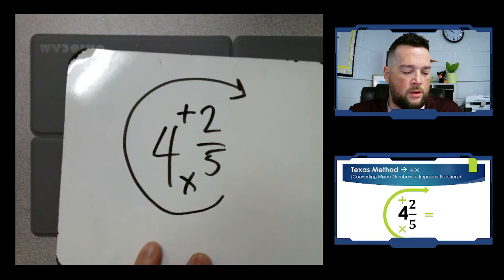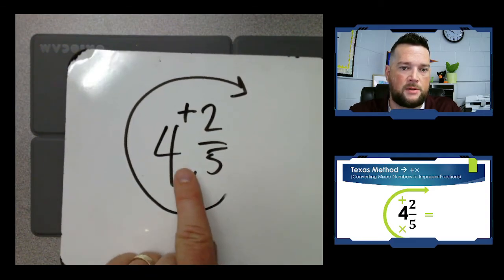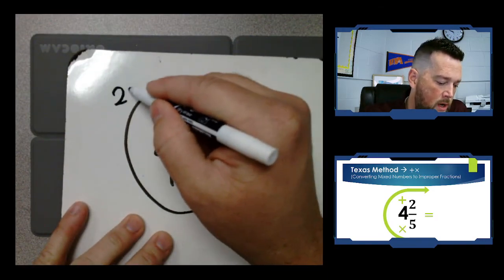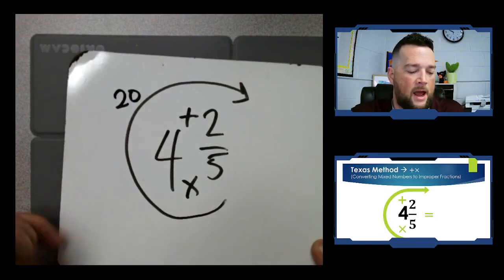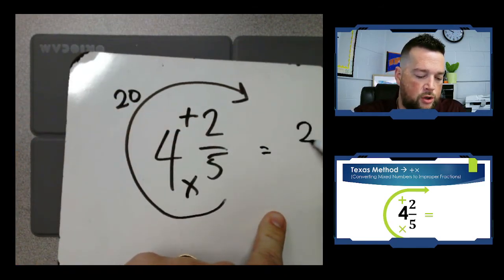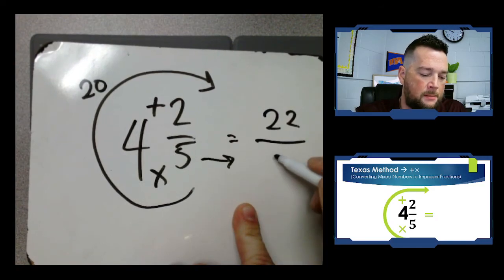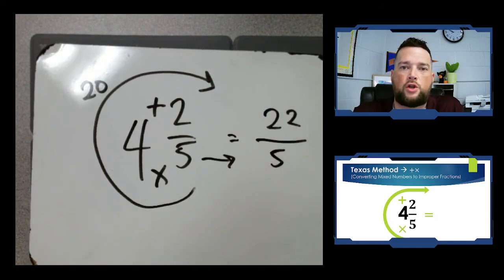So the way that I do this is I'm going to start down here. I've got 5 times 4. That's going to be 20, just like that. And then I'm going to add straight across the top. 20 plus 2 is 22. And then I'm going to keep the same denominator that I have, just like that, 22/5.